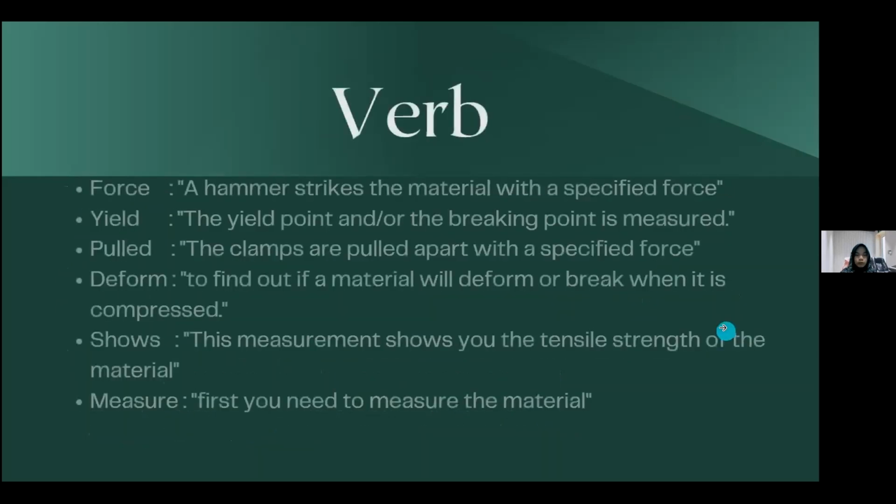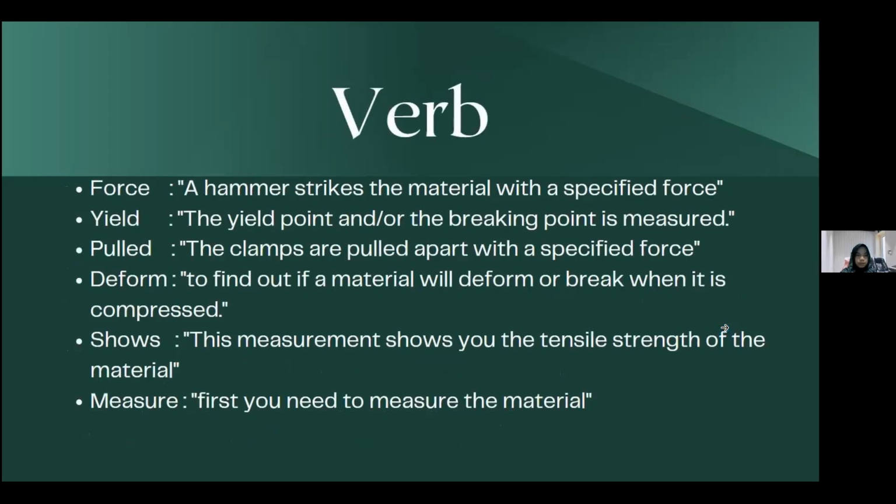The second is verb, and the word is force. The sentence is: a hammer strikes the material with a specified force. Yield, the yield point and/or the breaking point is measured. Pull, the clamps are pulled apart with a specified force. Deform, to find out if a material will deform or break when it is compressed. Shows, this measurement shows you the tensile strength of the material. First, you need to measure the material.